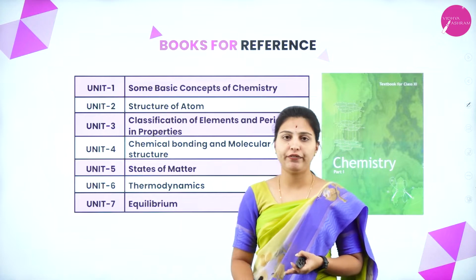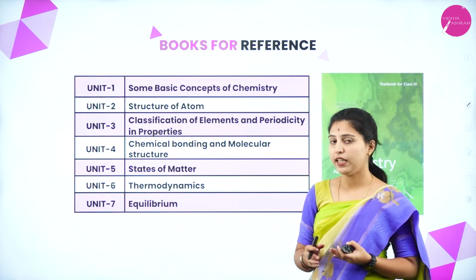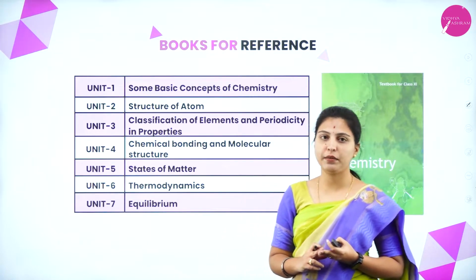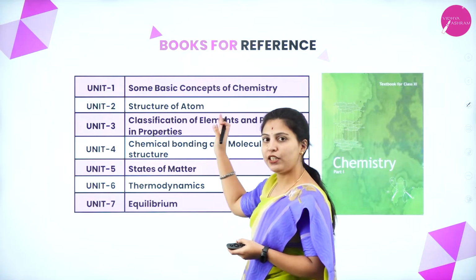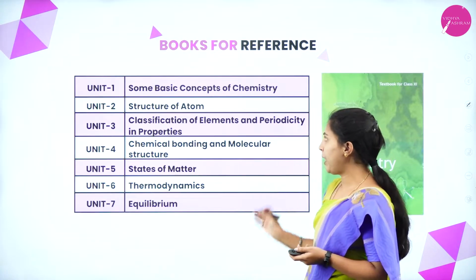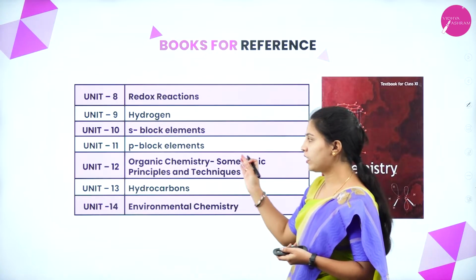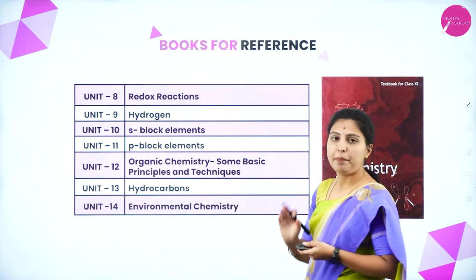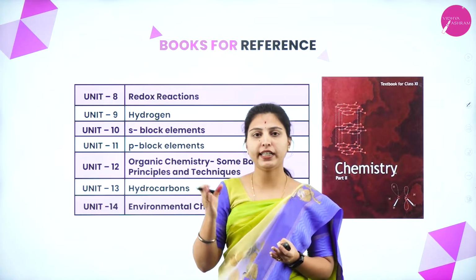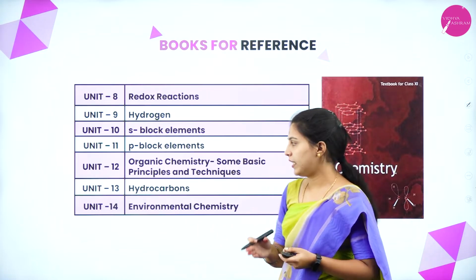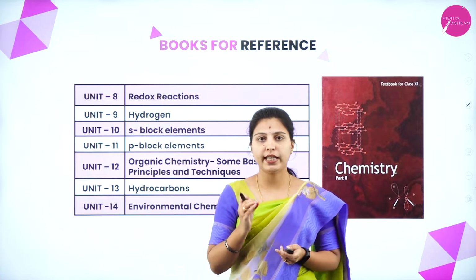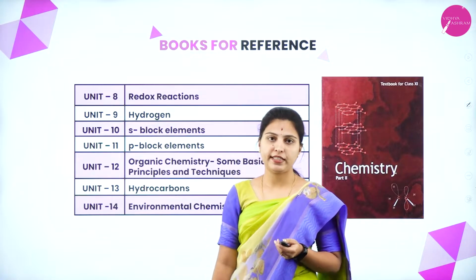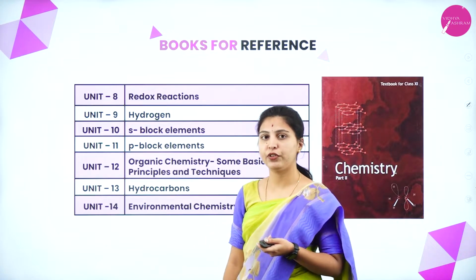Next, what are the books for reference? There are 4 books for reference from the NCERT: Chemistry Part 1, Chemistry Part 2, lab manuals and also exemplar problems. From Part 1, these are the units we will see in that textbook. In Part 2, these are the contents present on the slide. These are the things we will see in our Part 2. Lab manuals will be provided in the laboratory. And the exemplar problems contain only multiple choice questions, which will be used for your competitive examinations also. That is the advanced level of your syllabus.